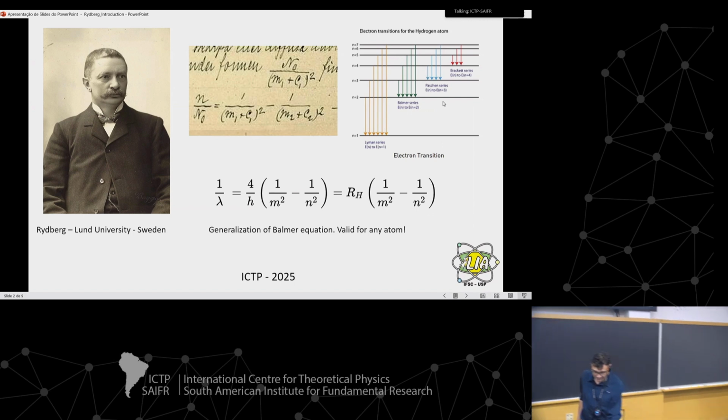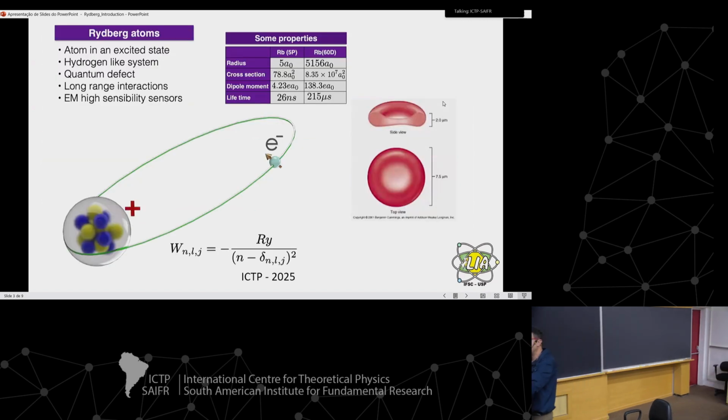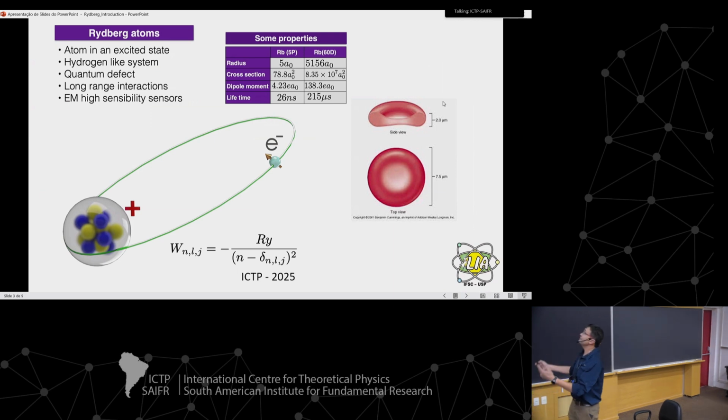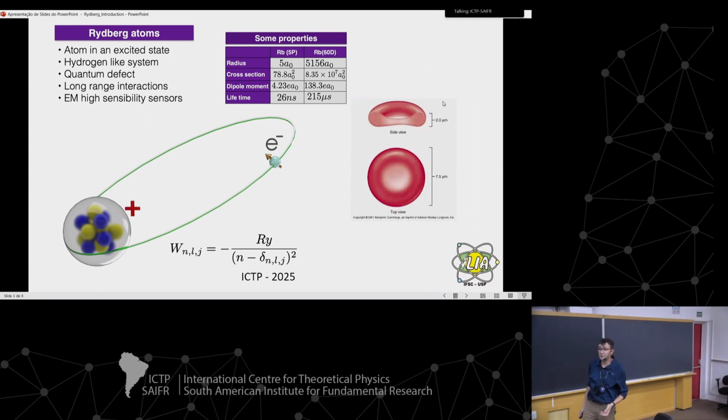And then what happened? Of course, this is the end of the 19th century, and then came Bohr. Bohr explained why Rydberg was right in his equation. And basically, if someone asks me what is a Rydberg atom, I like my Brazilian analogy of football: a ground state atom is the size of a soccer ball, and a Rydberg state atom is the size of the Maracanã Stadium. So that's the scale that we are talking about.